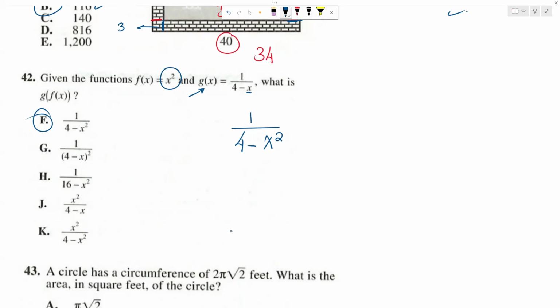Also, to help you understand this better, if I were asking for f of g of x on the other hand, then I'm supposed to go for the function called f. I'll remove its x and put inside it g, which is 1 over 4 minus x. This is f of g of x, while what we found is g of f of x.